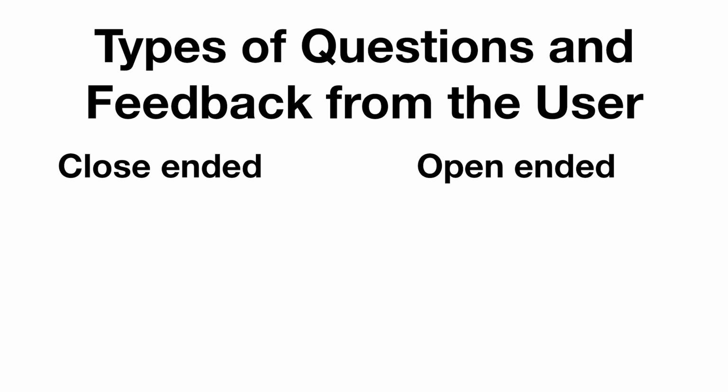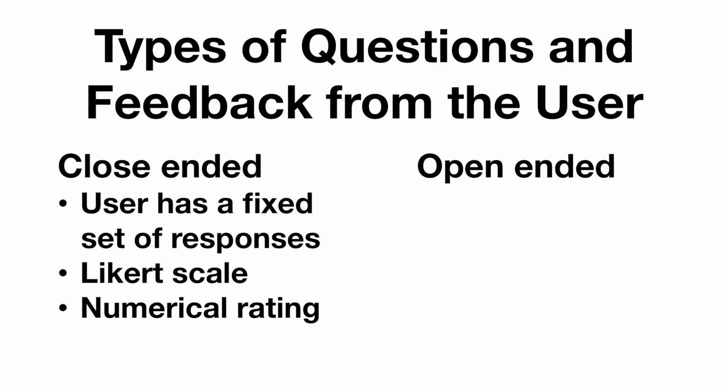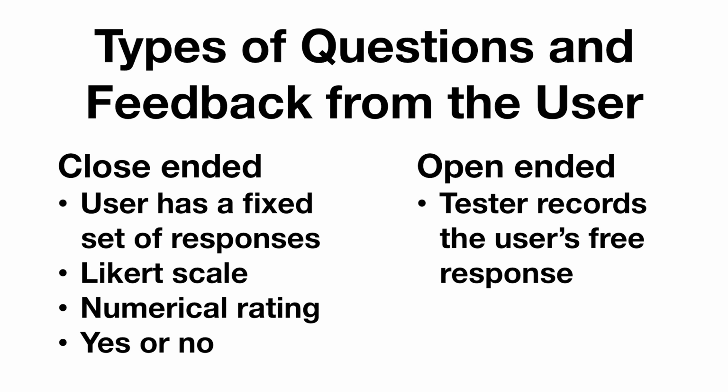In closed-ended questions, the user has a fixed set of responses from which they can select, such as in a Likert scale, or a numerical rating, or a yes or no response. In open-ended questions, the tester records the user's free response, such as what they liked or disliked about the technology.